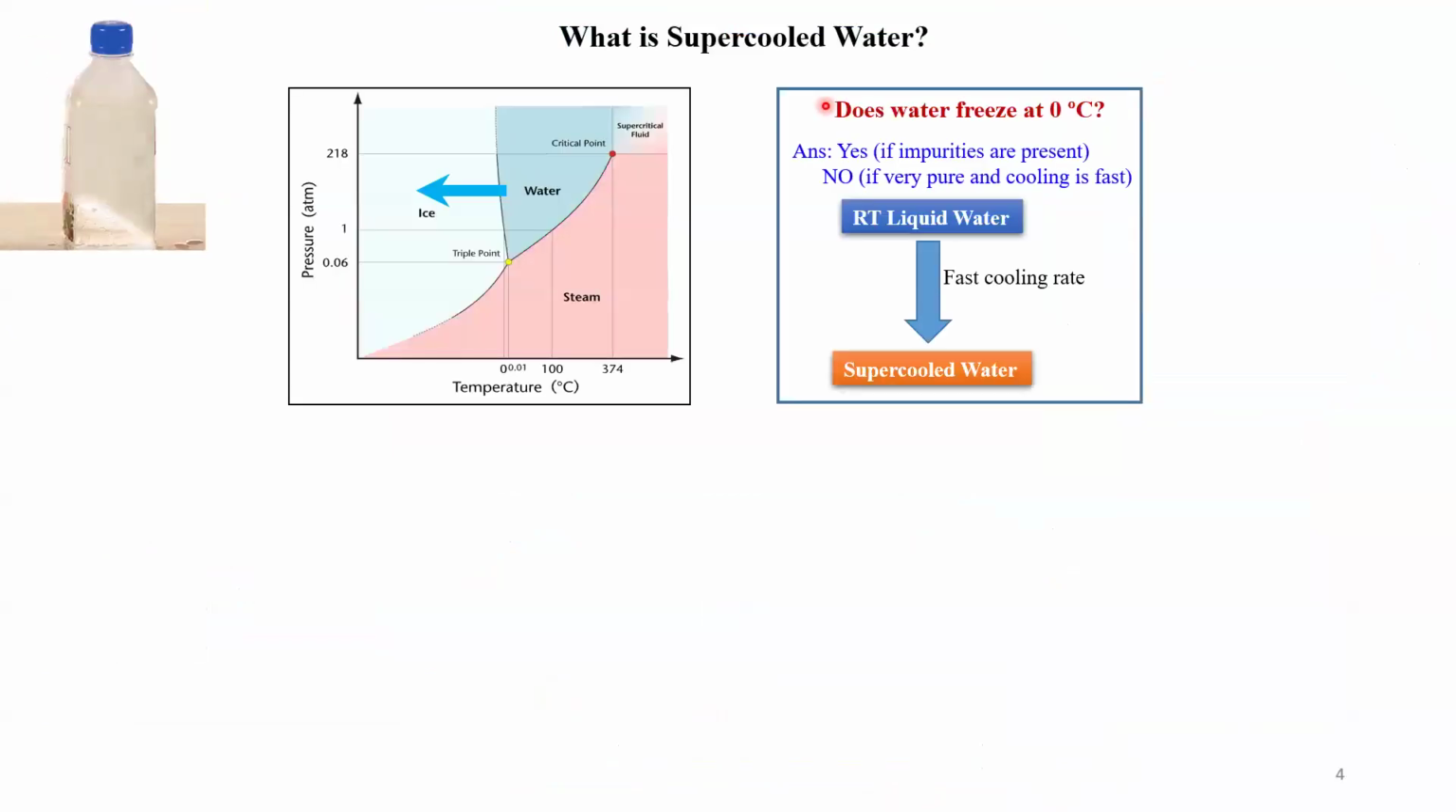So the question is, what is supercooled water, for the beginners in this topic? Before going to supercooled water, let us see the phase diagram of water. This is the typical phase diagram of water we read starting from BSc days, where you have different phase coexistence lines, and these lines separate the phases of water: ice, liquid water, and steam.